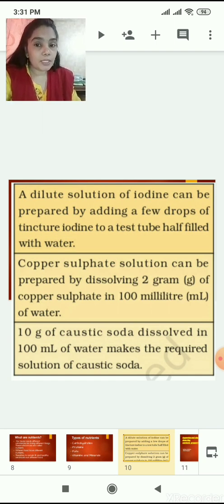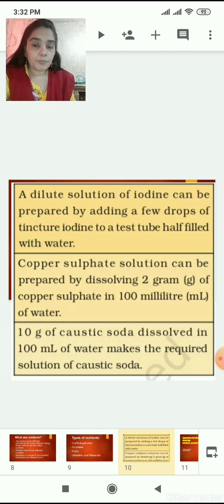So children, the main things we require are iodine solution, copper sulfate solution and caustic soda. And apart from this, we require 3 test tubes and a dropper. So what are the things required for conducting the test for the food? We are going to find out which nutrients are present in that particular food item.